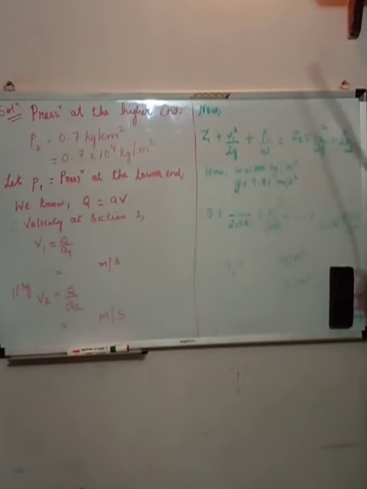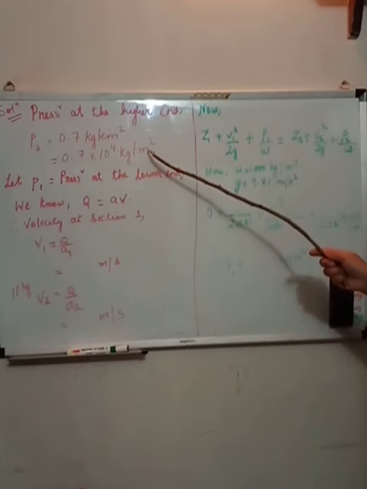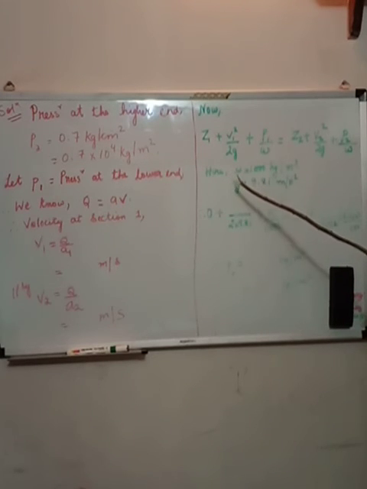Now, from Bernoulli's equation, we know Z1 plus V1 squared divided by 2g plus P1 divided by w equals Z2 plus V2 squared by 2g plus P2 divided by w. Here, since the unit is in meter, the small w is 1000 kg per meter cube and g you take 9.81 meter per second square.